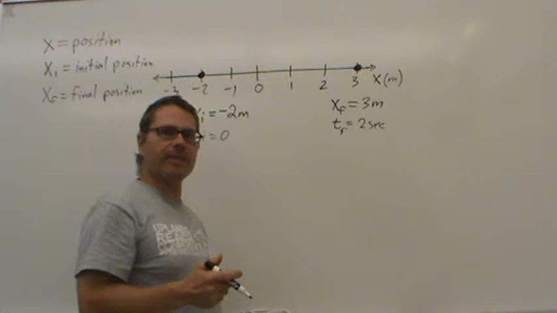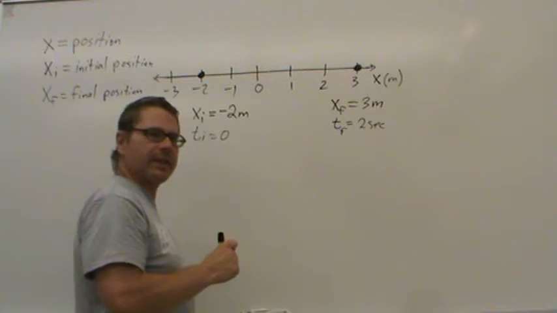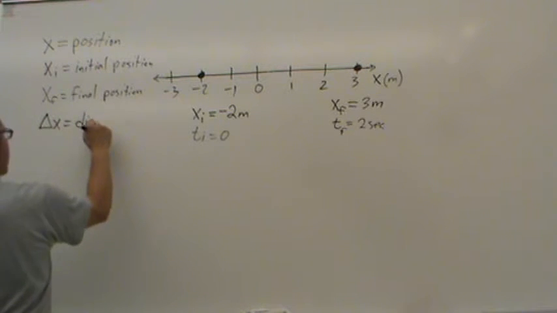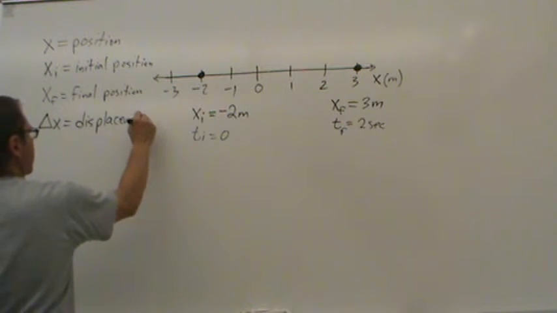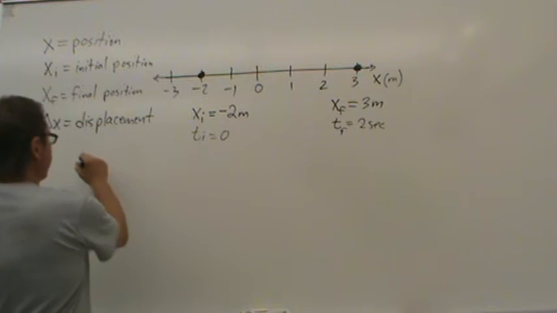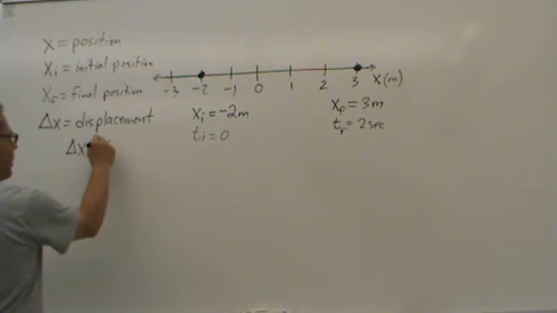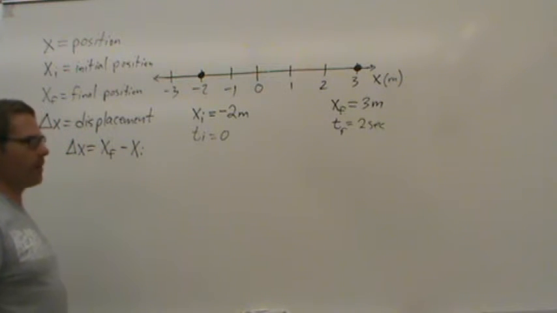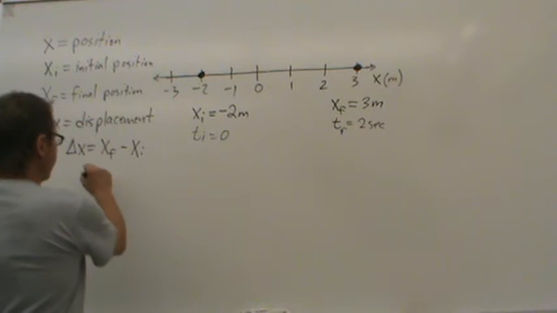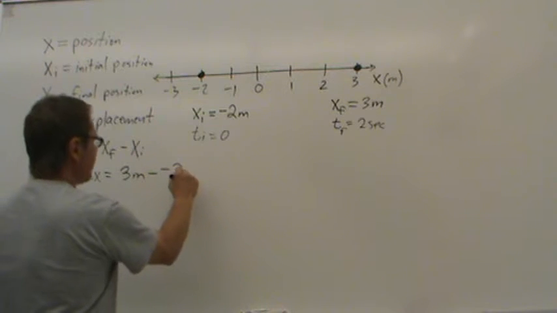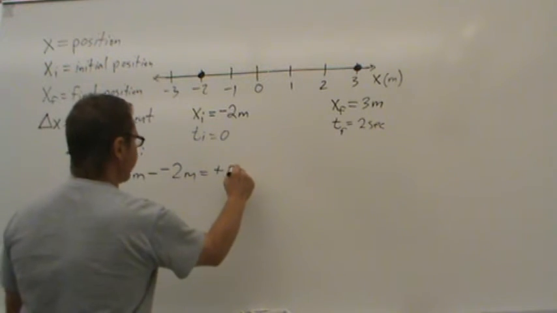What we call the displacement of the object will be given the symbol delta x. The displacement of the object is calculated by subtracting the initial position from the final position. Delta x equals xf minus xi. In our example, xf equals 3 meters and xi equals -2 meters. So delta x equals 3 meters minus -2 meters, which comes out to positive 5 meters.